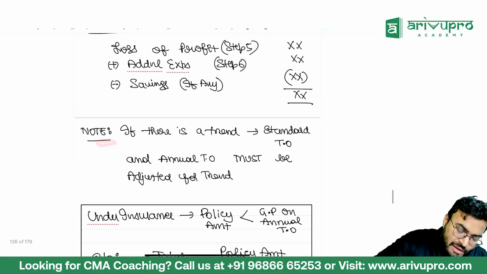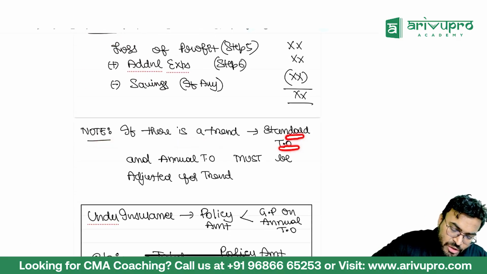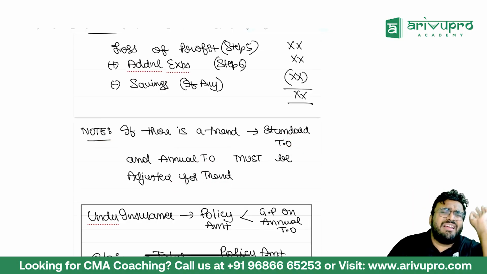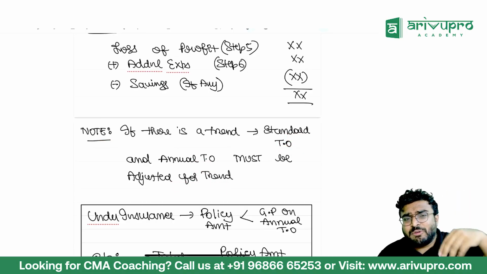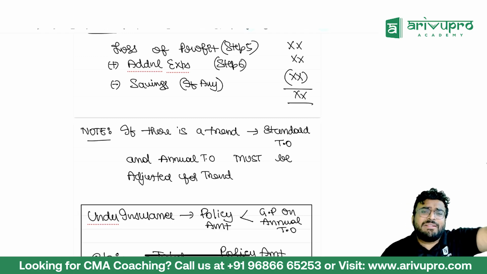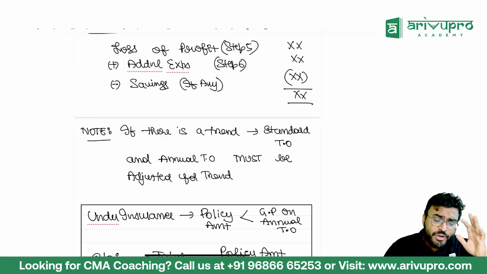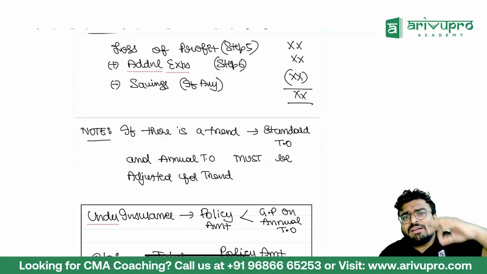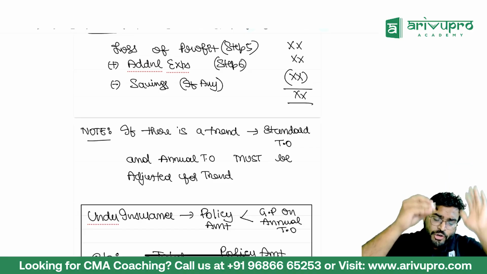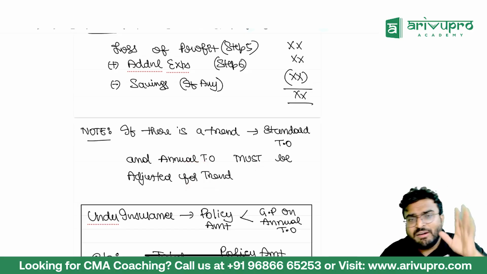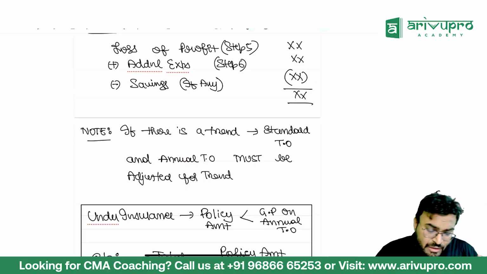Note, if there is a trend, standard turnover and annual turnover must be adjusted for the trend. Trend means what? Last year we were making some sales, this year the market was better, so actually we should have made 10% more sales. Whenever we take last year as comparison for standard sales and annual turnover, you increase it for the trend. Annual turnover must be adjusted for the trend.